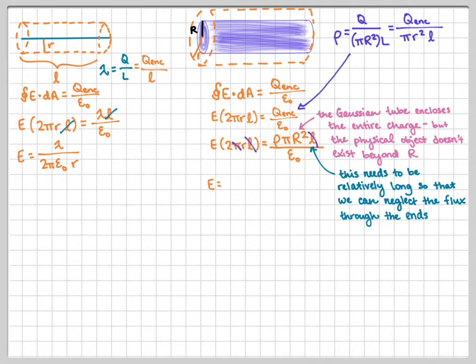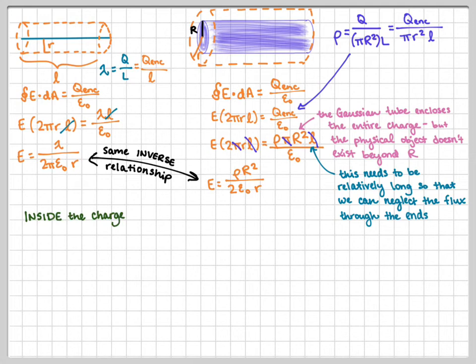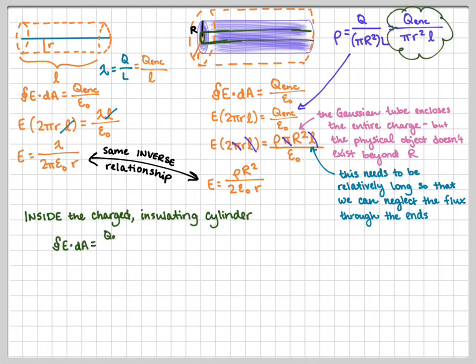We can rearrange and solve for the electric field. Okay, we get an inverse relationship, just like we did with the line of charge. And so, I mean, that kind of makes sense, because your solid cylinder is just a scaled up version of your line of charge. Yeah, okay, wow. I totally just let that play.